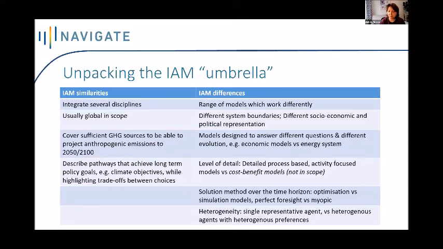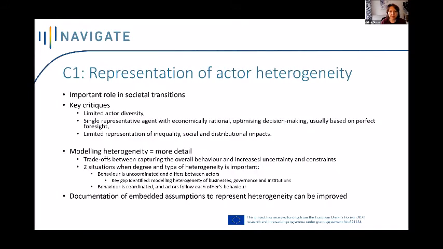For example, optimization models do an intertemporal cost minimization versus simulation models, which take one period at a time. Heterogeneity is also quite differently represented, but we will talk about that in the following. So keeping this diversity of IAMs in mind, let's now dig into the key areas of critique we have identified.